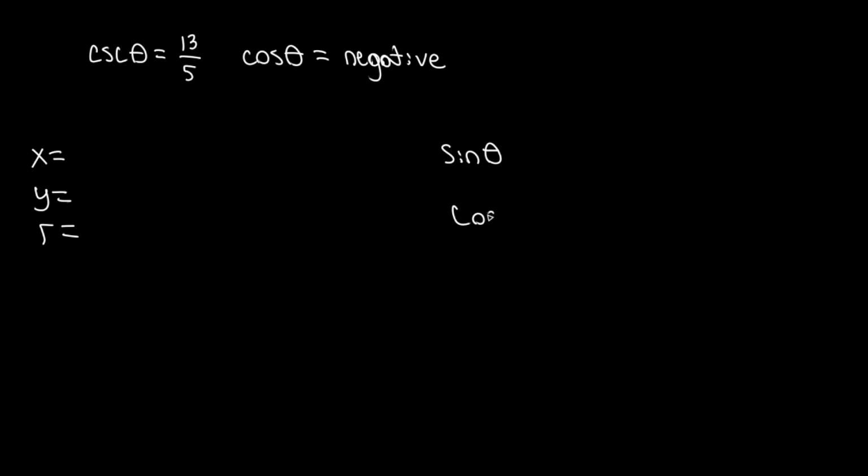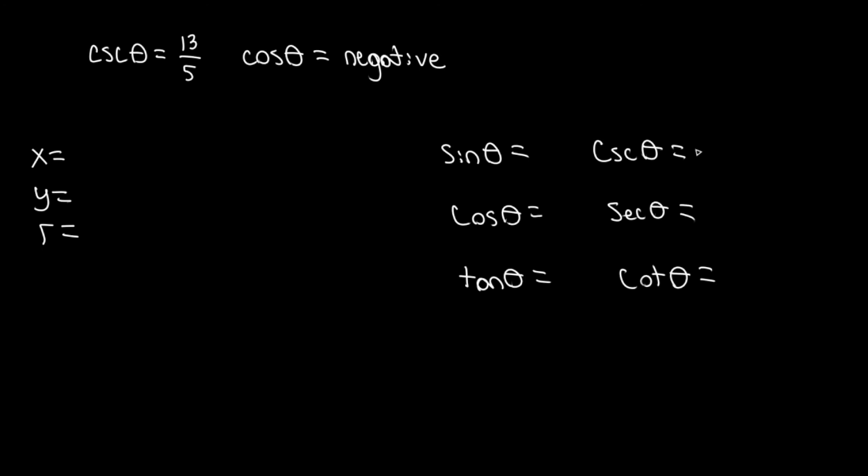So sine of theta, cosine of theta, these are all the things we have to find. Tangent of theta, and then the reciprocals: cosecant theta, secant of theta, cotangent of theta. They've already given us what cosecant is, so we just set it in there. It's 13 over 5. We know that sine is just the flipped version of cosecant, the reciprocal. It's 5 over 13. We're just flipping it.